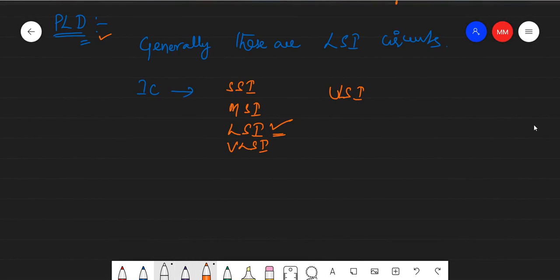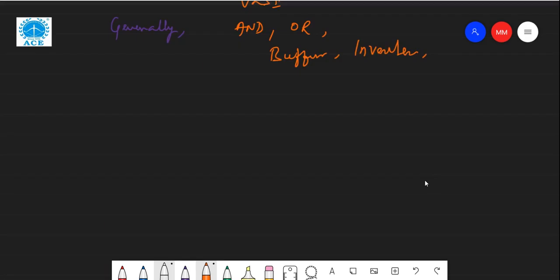So what components do PLDs contain? PLDs generally consist of AND gates, OR gates, buffers and inverters, and flip-flops also if you require. So these are the basic gates, AND and OR operations, SOP, as we know. Let us see the types of PLDs. Let us see a few more points about PLDs.